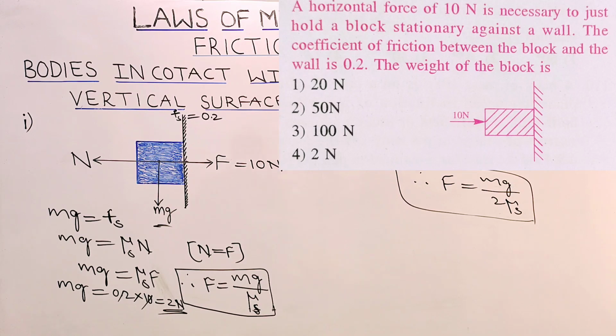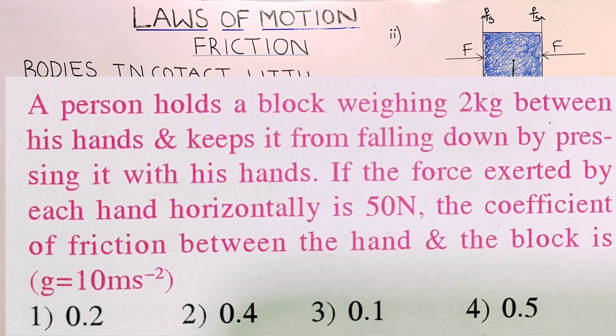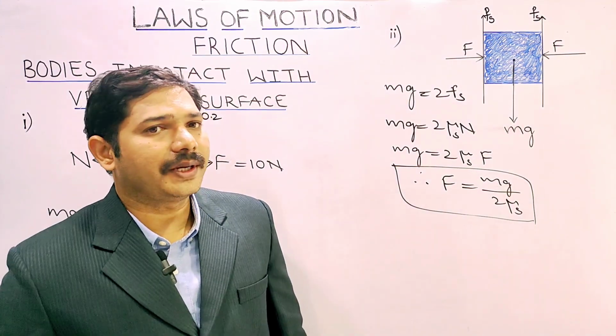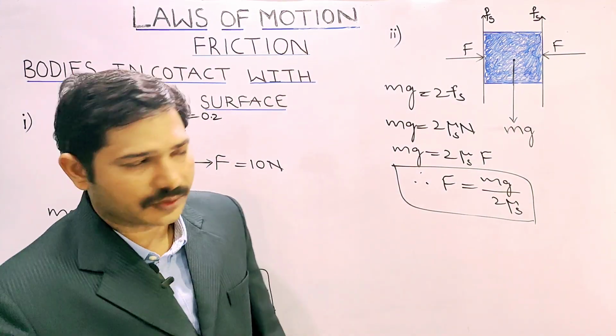A person holds a block weighing 2 kilograms between his hands and keeps it from falling down by pressing it with his two hands. If the force exerted by each hand horizontally is 50 newtons, the coefficient of friction between the hand and the block is? In the bracket the g value is also given, that is 10 meters per second squared. You can observe which case the block is holding in two hands. How much force is applied here? 50 newtons of force is applied.